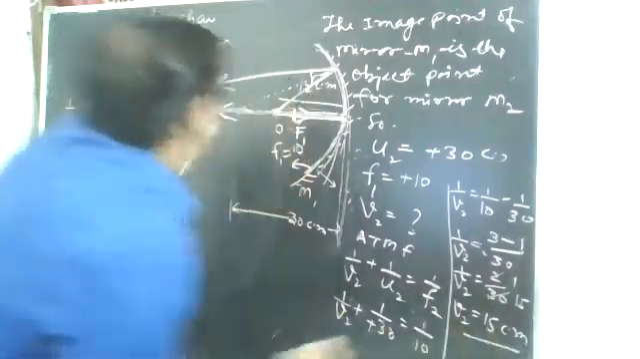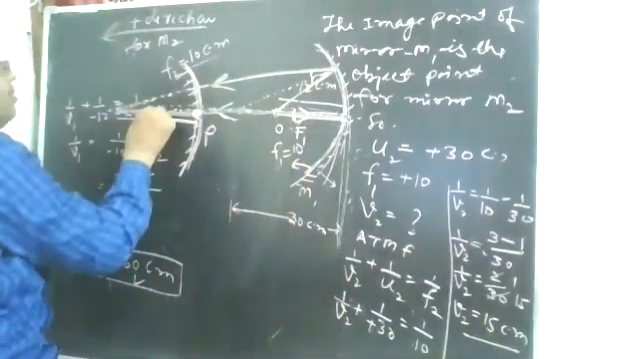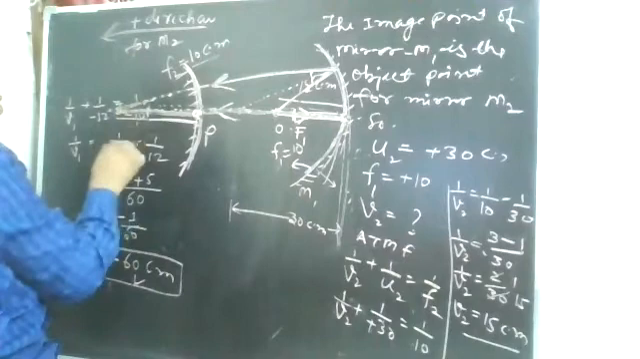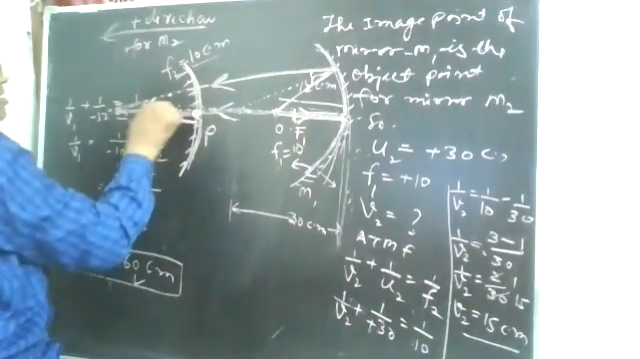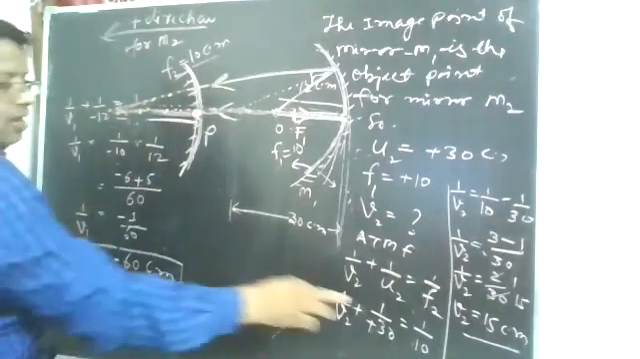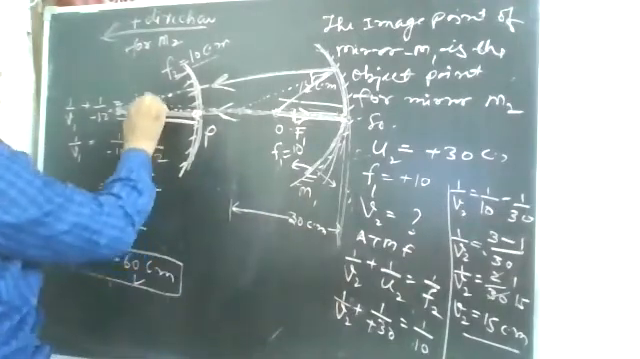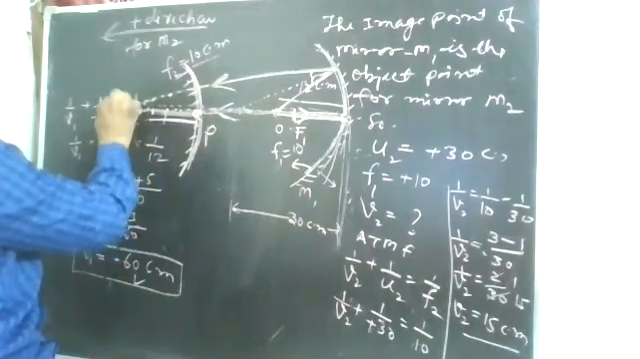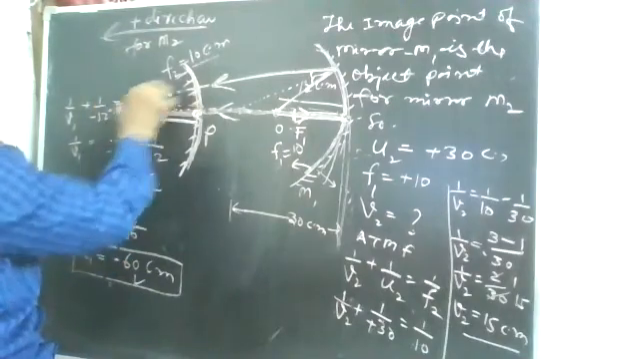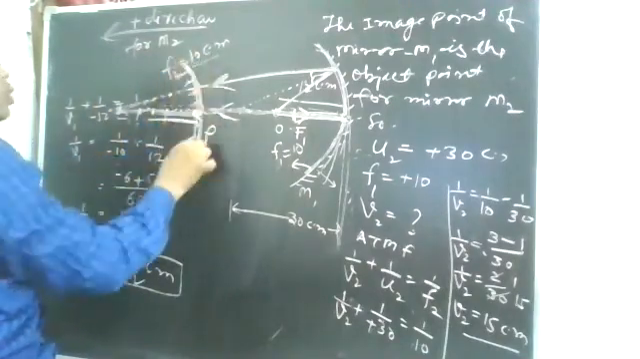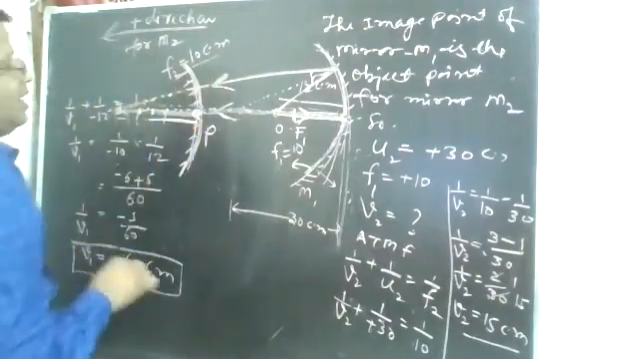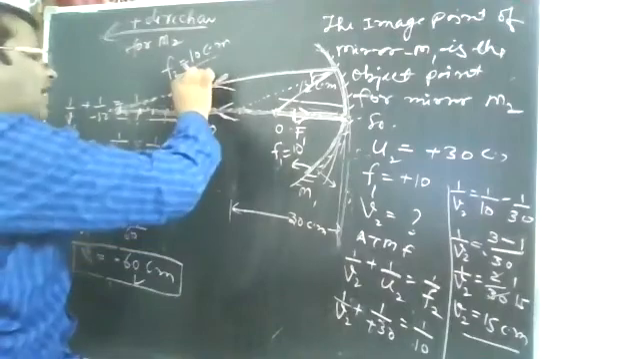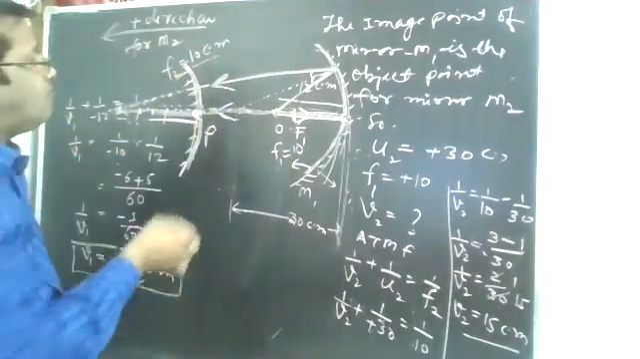It means plus 15. The object is here, and the image will be formed at 15. This is 10, 20, 30 centimeters. The image is formed here for mirror M2. The object is here. Now you see here, it will not go this side. It will be reflected back.